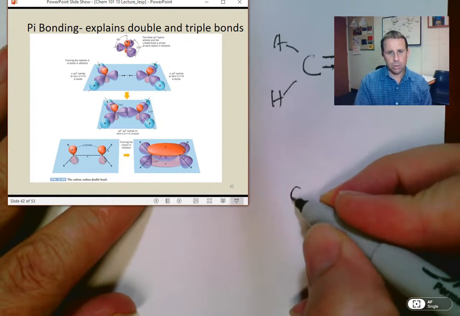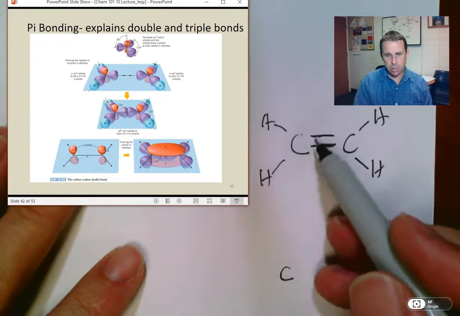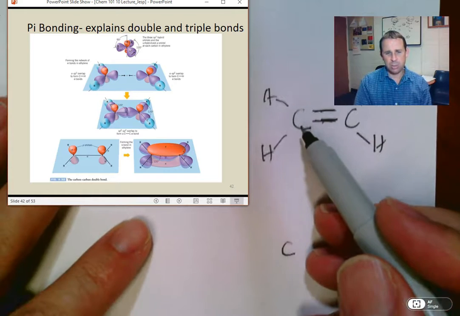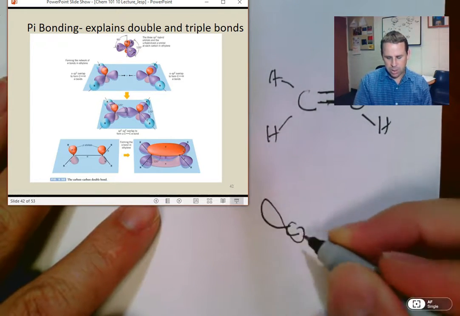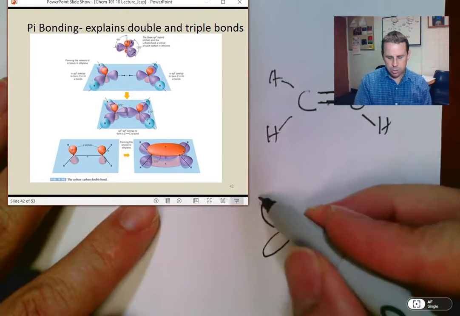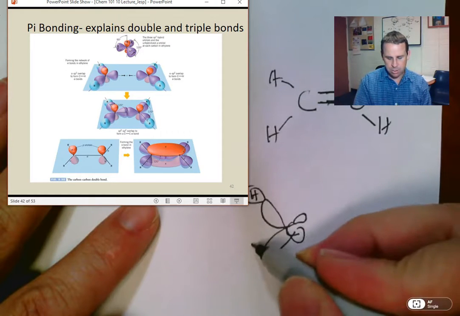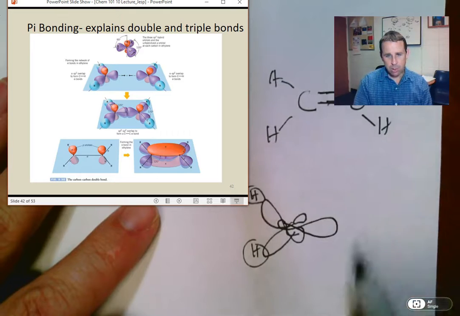So again, we're looking at this compound up here. We see that there are three regions of electron density around this carbon. That means it's sp2 hybridized. So I can draw three of these sp2 hybrid orbitals, right? Two of them extending towards the 1s orbitals of hydrogens, and the third one extending towards the neighboring carbon over here.